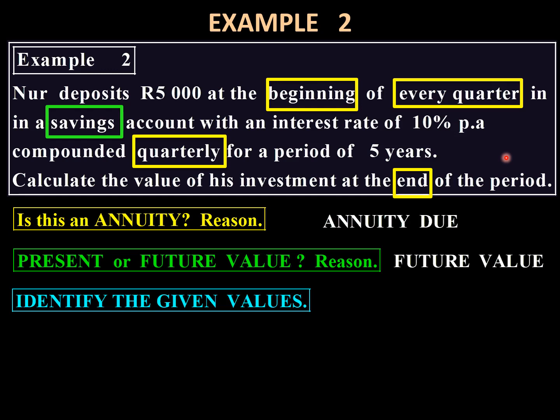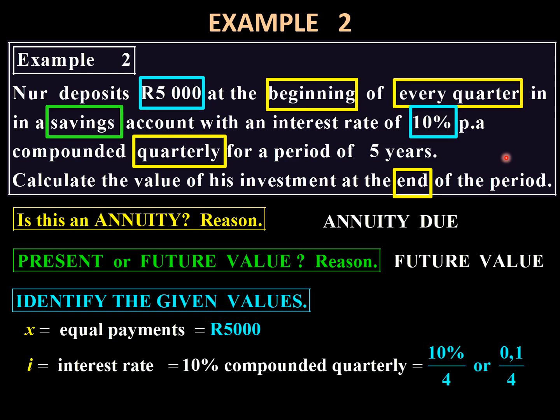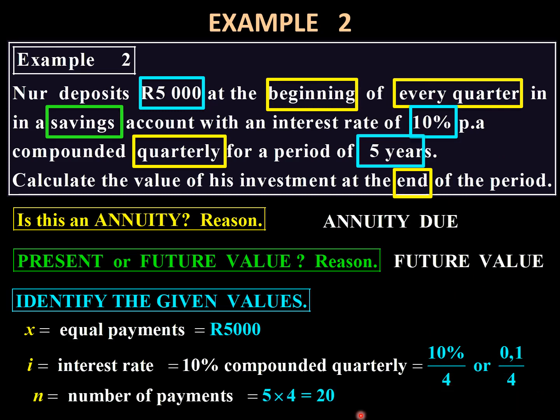Now let's just identify the given values. There's 5,000. And what is that 5,000? That's my X value. There's 10%. That is my interest rate. And it's quarterly, so be careful you don't overlook that. It's 10% over 4. And maybe you can rather leave it as 10% over 4. You don't have to simplify that. And then 5 years, and it's going to be quarterly. How many quarters in a year? That's 4. 5 times 4 is 20. In the next slide, we'll actually do the calculation.